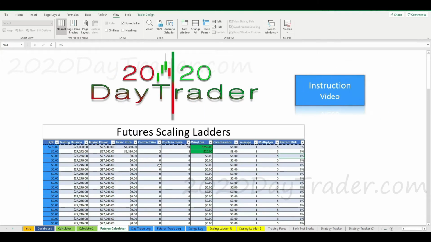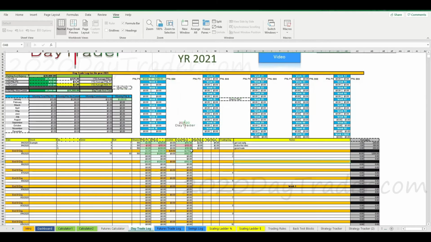I got my futures calculator. It does a similar thing there. Kind of tells me what's up. If I'm risking 1% of my account, that's $270. This trade setup, once I put the information in, I'm risk rewarding $250. So we're in the zone. Good to go.